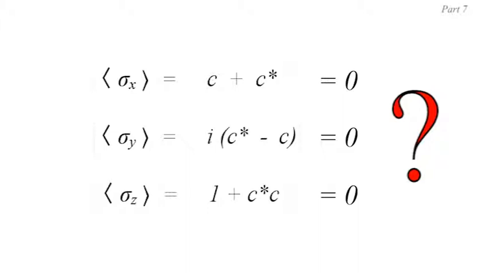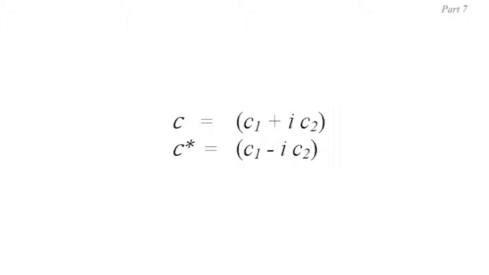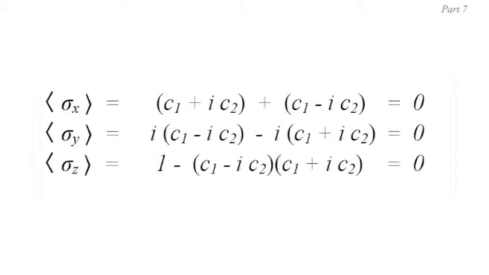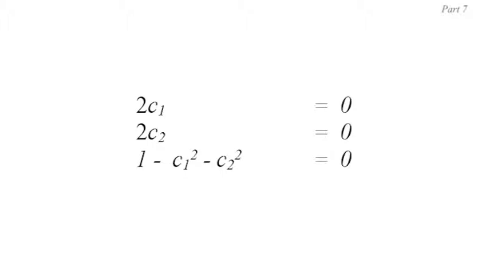Well, we know that C could be a complex number, so that C and C star can be written in terms of their real and imaginary parts, which we'll call C1 and C2. If we then substitute these into the three conditions, they then become this expression, which after evaluation requires that 2C1 is 0, 2C2 is 0, and 1 minus C1 squared minus C2 squared is also 0. So the question is, can we find values for C1 and C2 such that these three equations can each be 0 for this general state?